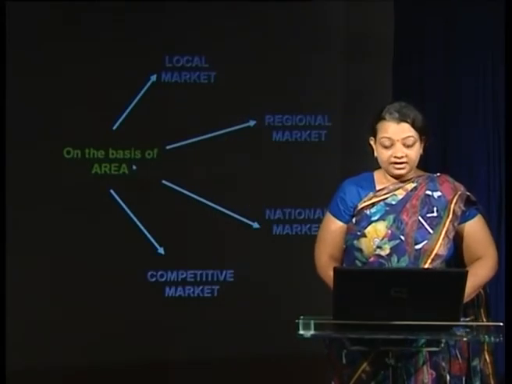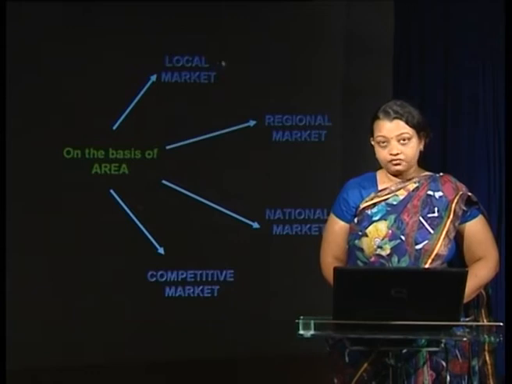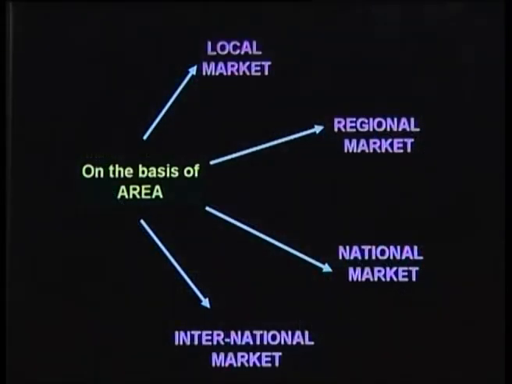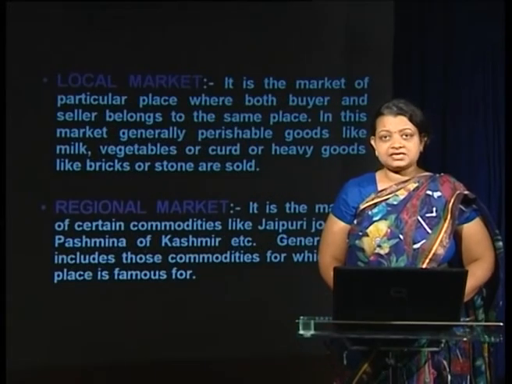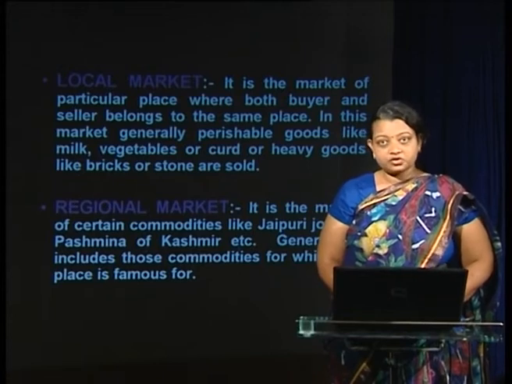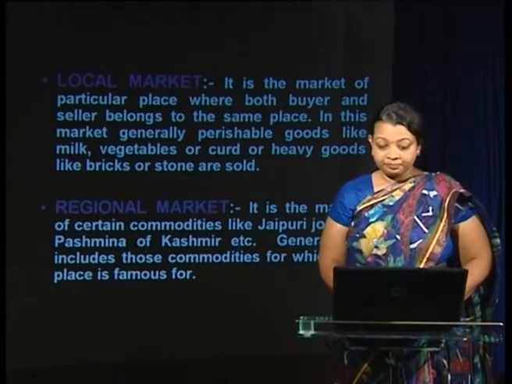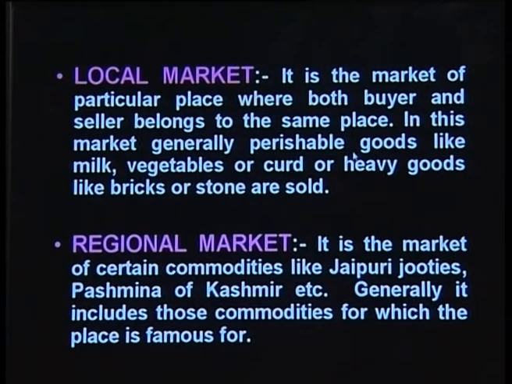On the basis of area, market can be divided into 4 parts. It can be a local market, a regional market, a national market and an international market. A local market is the market of a particular place where both buyer and seller belong to the same place. That means if we are talking about a place like Jodhpur, the buyer is from Jodhpur and the seller is also from Jodhpur. In this market, generally perishable goods like milk, vegetables or curd, or heavy goods like bricks or stone are sold.